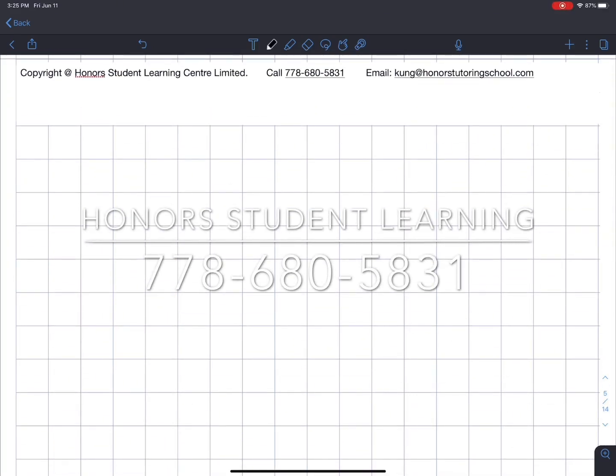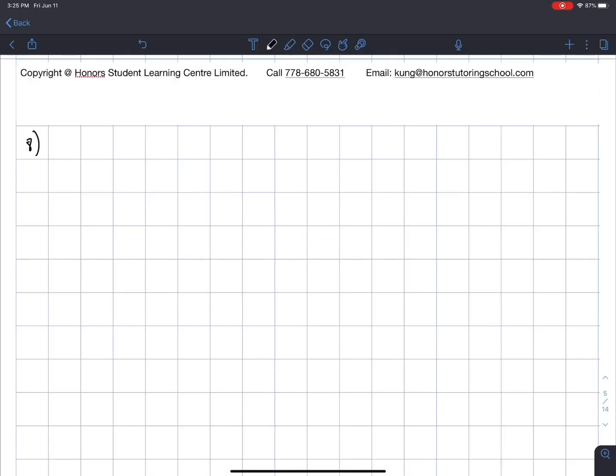Okay, question 8. A rectangle has a length twice as long as it is wide. So if the width is x, then the length must be 2x. It has an area of 242 meters squared. Determine the length and width.